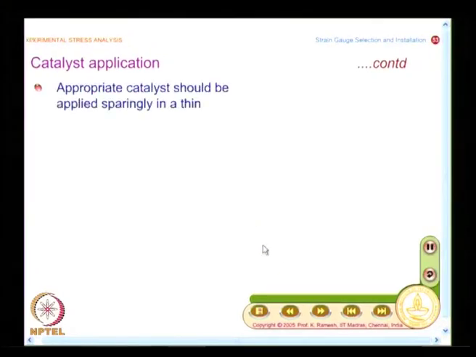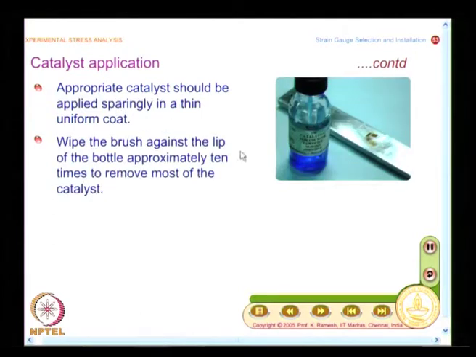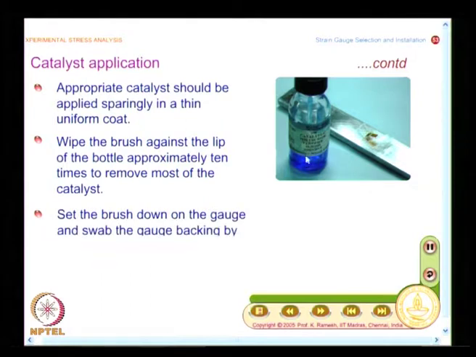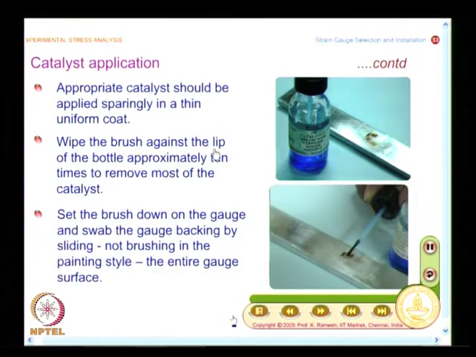And even in catalyst application, you should not apply excessive catalyst. So, the recommendation is you need to take out that brush and wipe the brush against the lip of the bottle approximately 10 times to remove most of the catalyst. These are all very detailed instructions. Why 10 times? People have tried it many times and standardized that as 10 times, because you need only a very small quantity of catalyst to be applied. Catalyst should be as small as possible. So, you should not apply excessive catalyst.